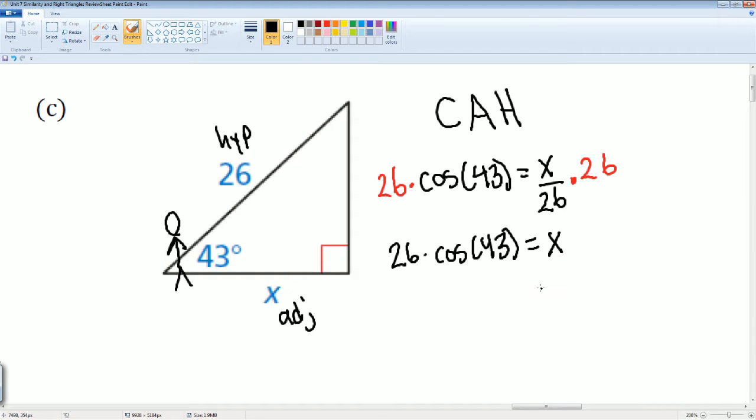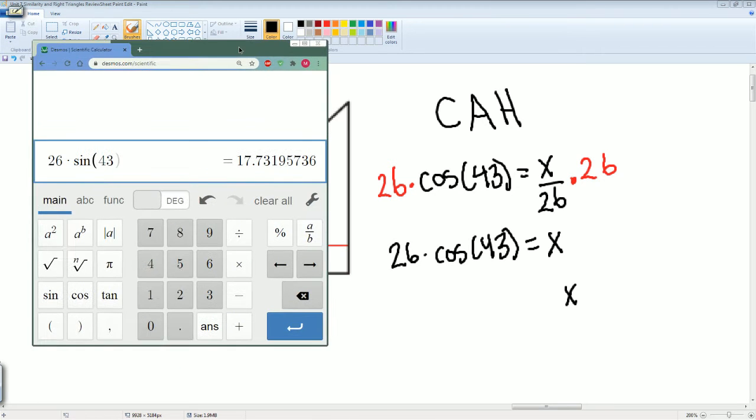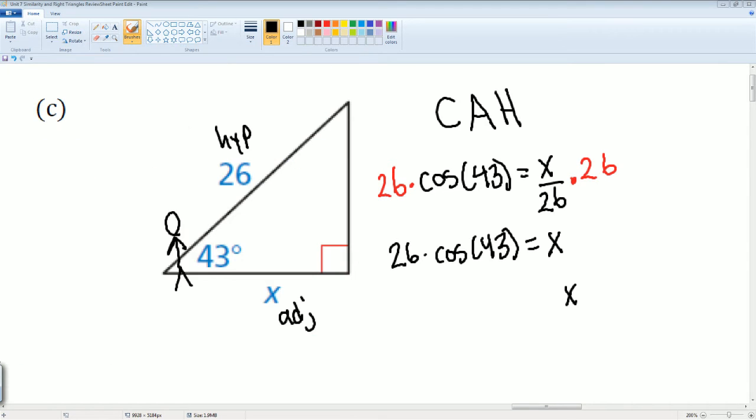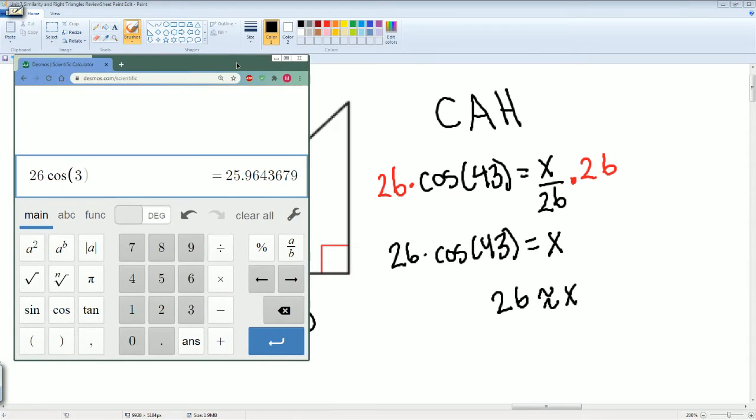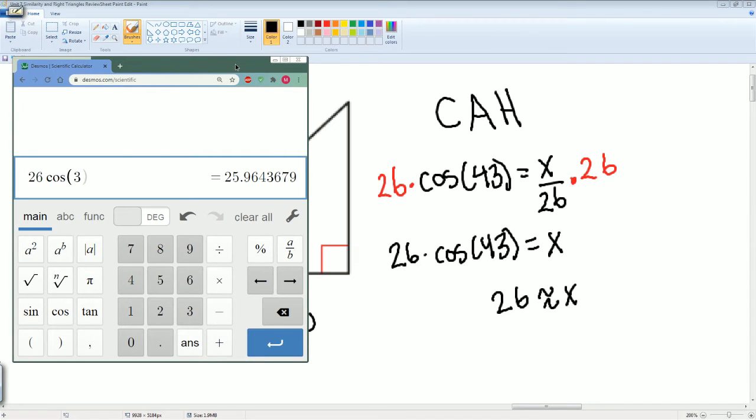I can just plug this into decimals. Cosine 43. That gets me 25.9. So I can say this is roughly 26, right? Because look, it was 25.96. I rounded to just 26.